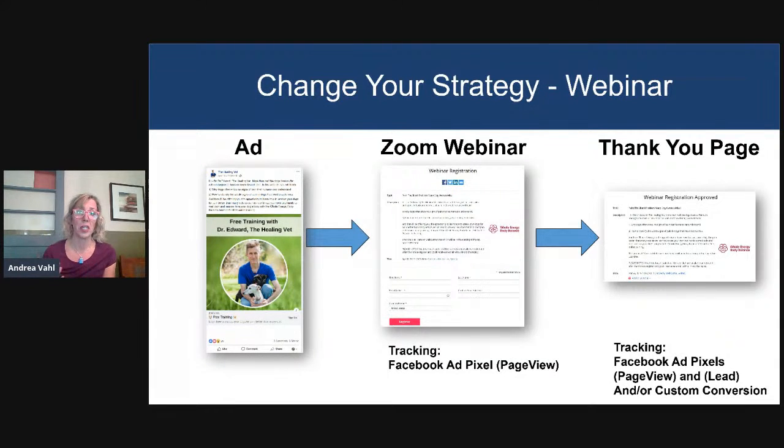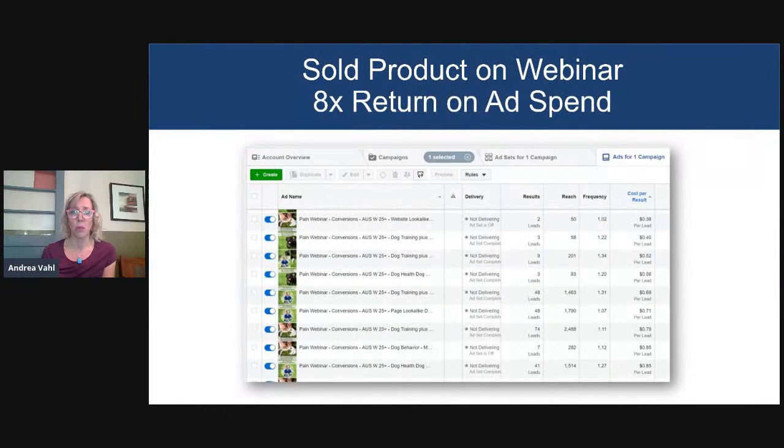Now he's evolved his strategy for sure, but we started very simply, just testing this new strategy out. We were able to put the pixel in the Zoom webinar, and he was able to sell his product on the webinar, and we were able to get 8 times return on his ad spend. And now he's able to run 2 webinars a month and does extremely well with his Facebook ads just by changing his strategy. So if you're not getting the right results from your Facebook and Instagram ads, it could be that you have the wrong strategy.